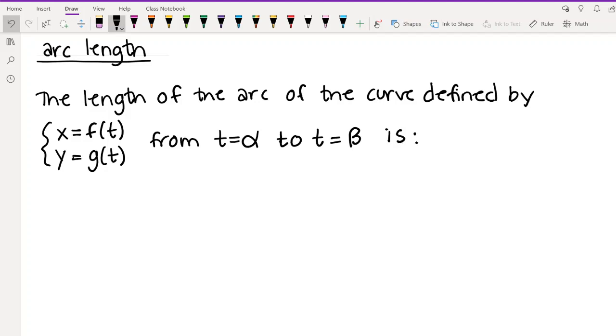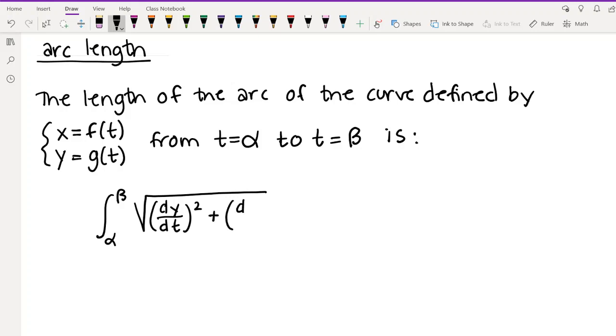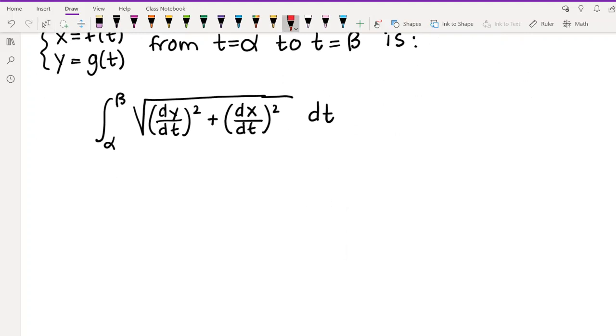So what is the formula? The formula says that you take the integral from alpha to beta of the square root of (dy/dt) squared plus (dx/dt) squared, dt. And there's one important thing to bring up, which is that in order for this to work, you need to make sure that the curve you're looking at is only traversed once from alpha to beta. So I'm going to write that down, and then we'll see an example, because I think it's maybe a little hard to understand what I mean by that until we see an example.